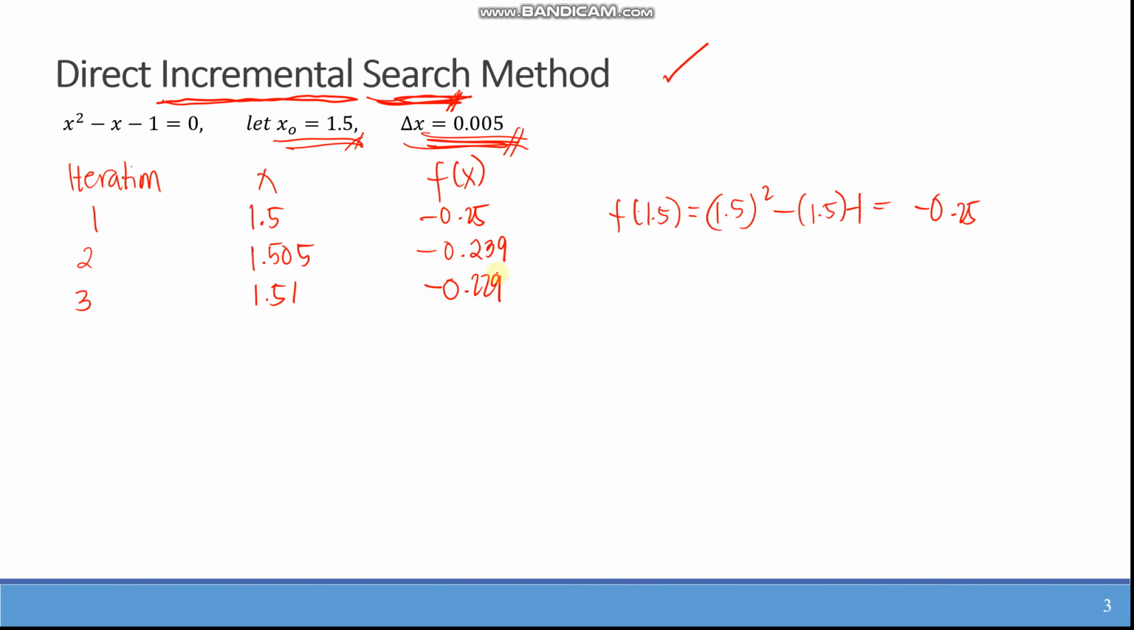Now take note that this is the quadratic equation, and the roots of this nonlinear equation are the values of x which will satisfy this condition, the values of x when y is equal to 0. So these steps go up to however many iterations until you arrive at, let's say, 1.615, and then you get negative 0.006. So there are still more steps. That is the point of the direct incremental search method.